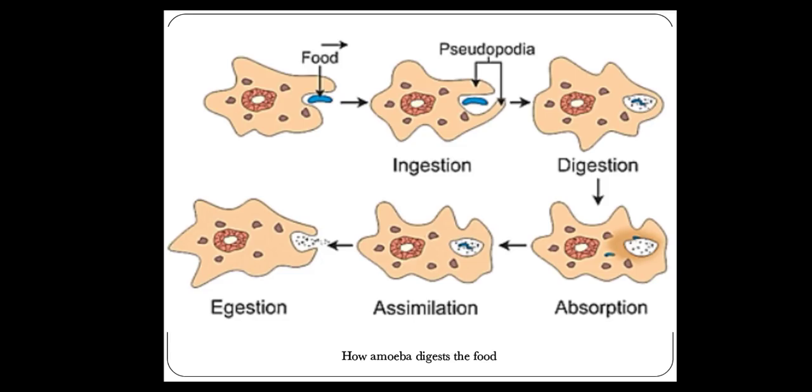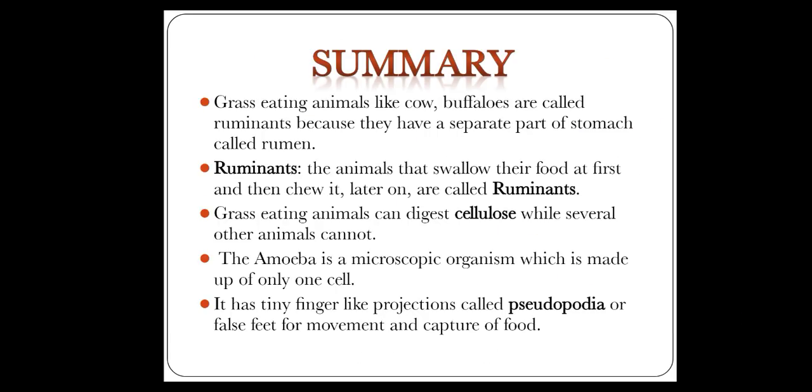So today we have learned in this chapter there are three different types of digestion. We have learned the digestion in three different types of organisms. In humans, the digestion is different. In grass eating animals, the digestion is different. They can digest cellulose, and amoebas which do not have a mouth or digestive system still digest their food. So we have learned the digestion in humans, in grass eating animals, and in amoeba. So let's summarize what we have learned.